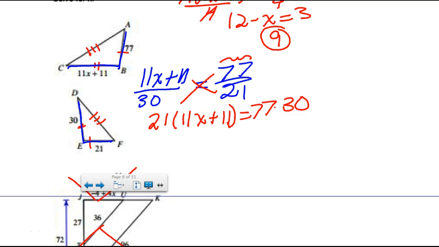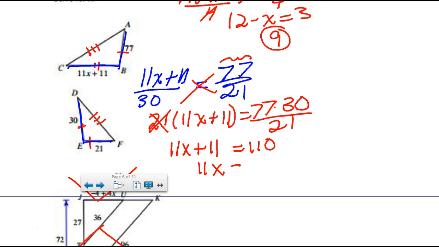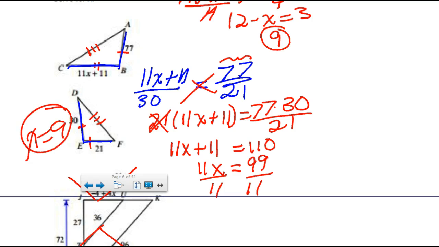Now I challenge you to not distribute that 21 in. Go like this. Divide both sides by 21. Makes your life a lot easier. Go do 77 times 30 on a calculator and divide it by 21. And on that side over there, I get 110. And that's what 11x plus 11 equals. So I've got 11x is equal to 110 minus 11, which would be 99, right? And then I divide both sides by 11, and I have a nice x equals 9. And I'm done. So we won't do that last one.